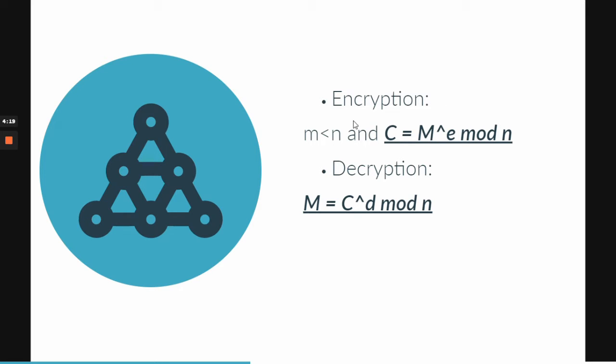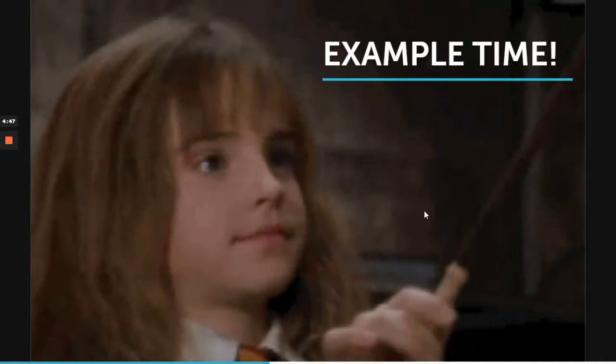After getting the encrypted data, we can calculate the decrypted data by this formula: M is equal to C to the power D mod n. After calculating this, if the original M and the decrypted M are the same, this would mean that our RSA algorithm is a success. So I hope you understood this algorithm, but if you did not understand it properly, I will explain it through an example. So, example time.